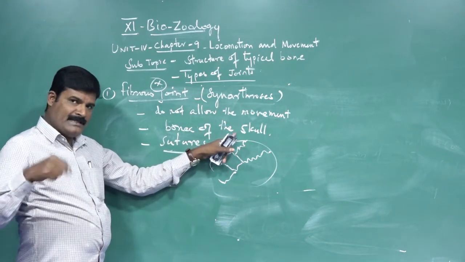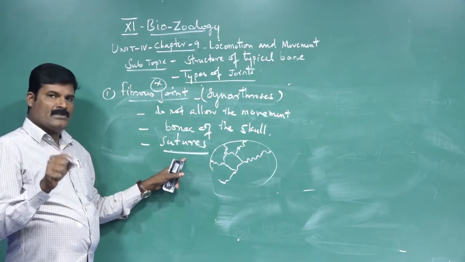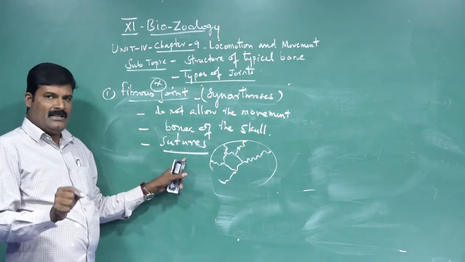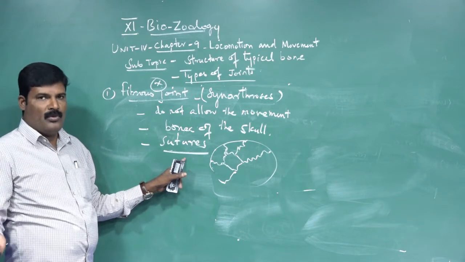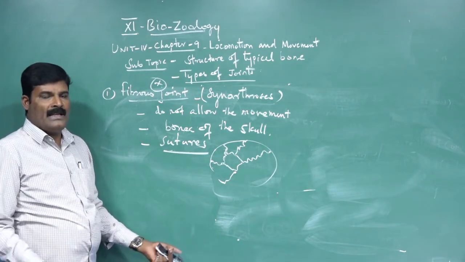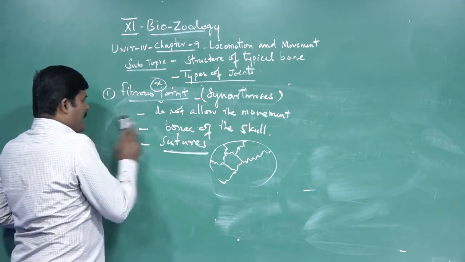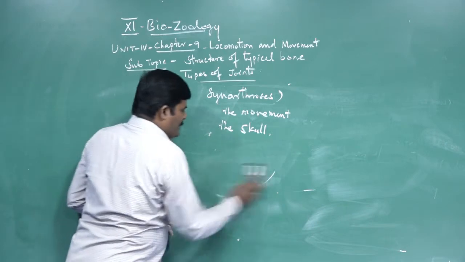Bones of the skull are one example of the fibrous joint. It forms sutures. Sutures are nothing but stitching of one bone to another bone. It does not form a cavity or space between the two bones. Hence it does not allow movement. That is the first type of joint.